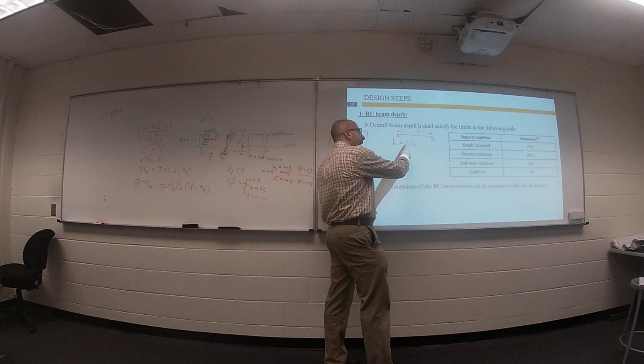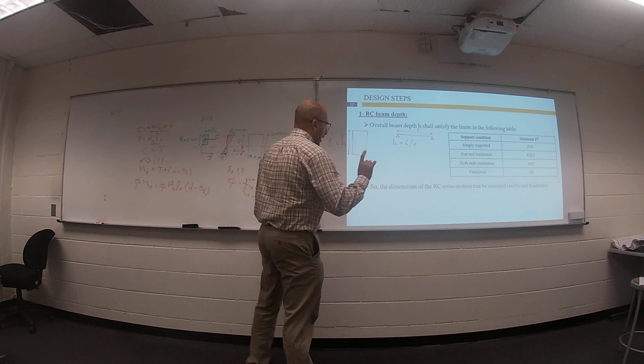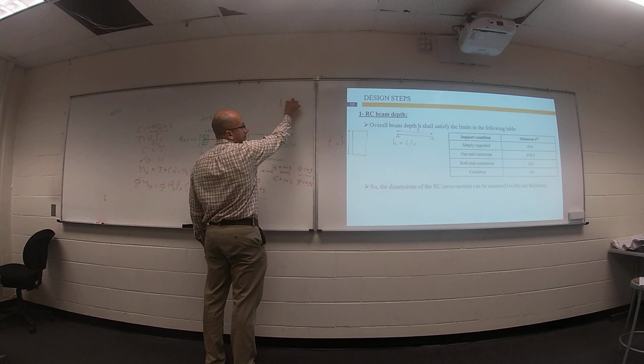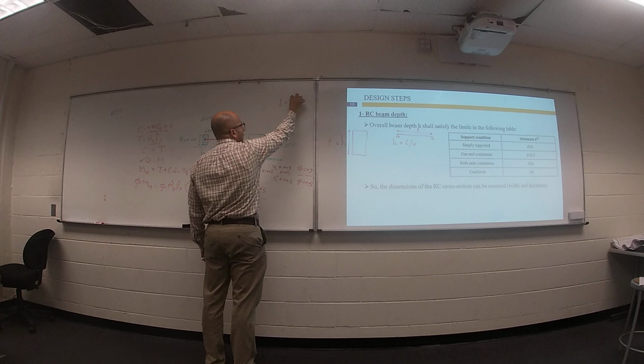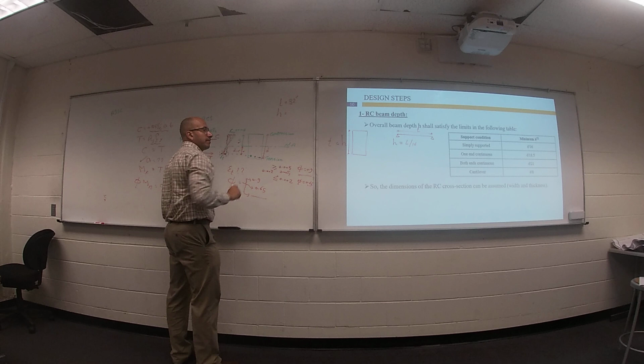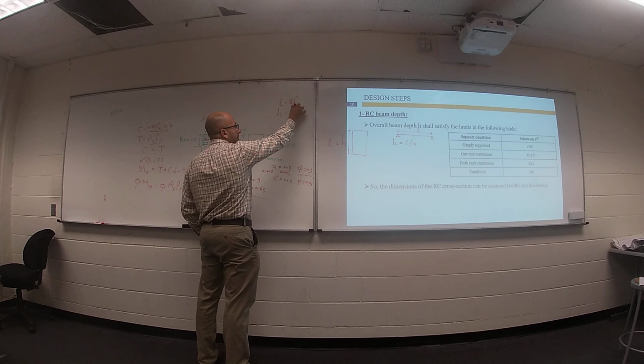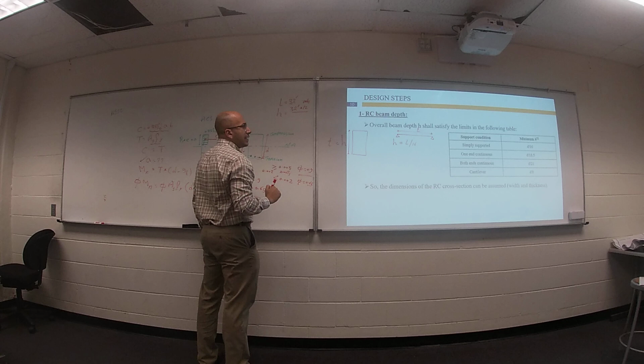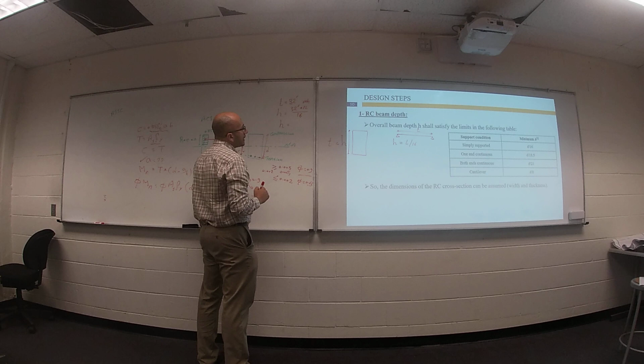So I have a question. If your span equals 20 feet, let's make it 32 feet, what is H? Okay, 32 feet times 12 to be in inches, divided by 16. So your h must be 24 inches or greater.